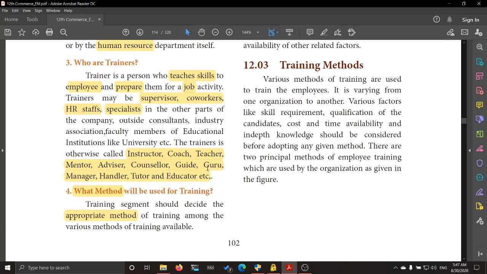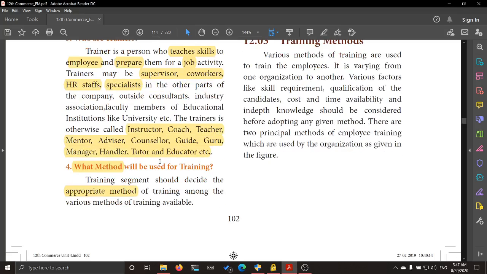Those days they called it as guru. So all these are different names, like manager, handler, tutor, educator. If they ask what is another name for these trainers, you have to write all this. So for who are the trainers, there is a question. So please be thorough with it.